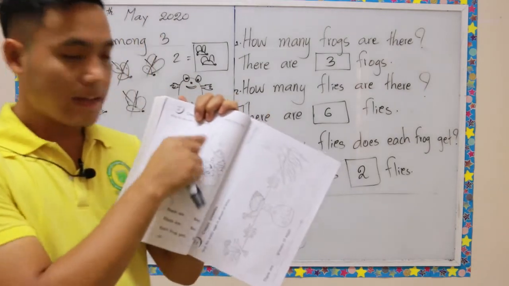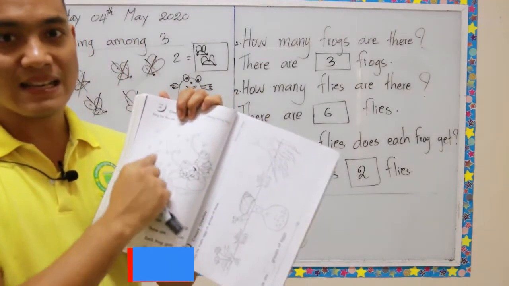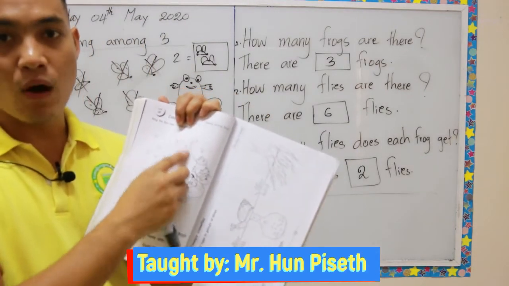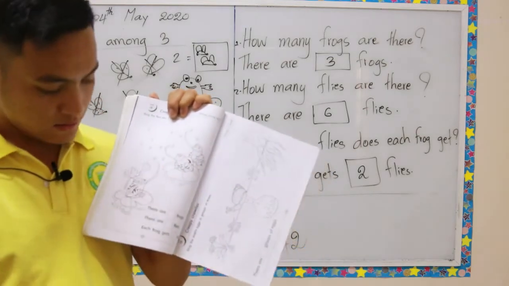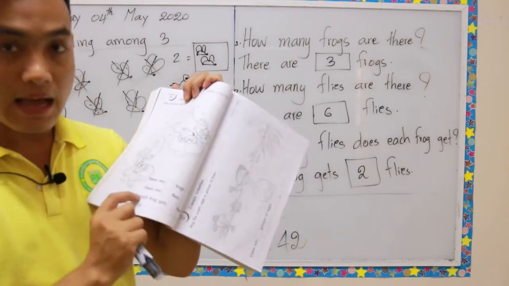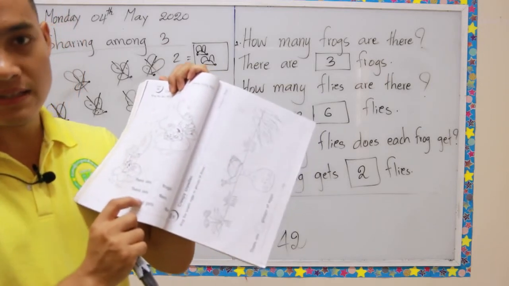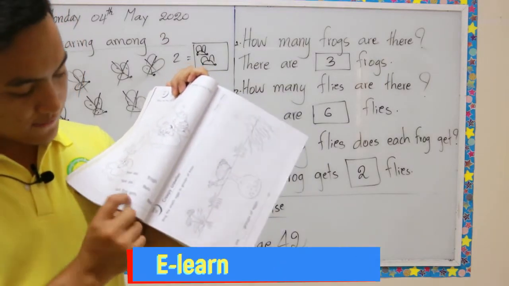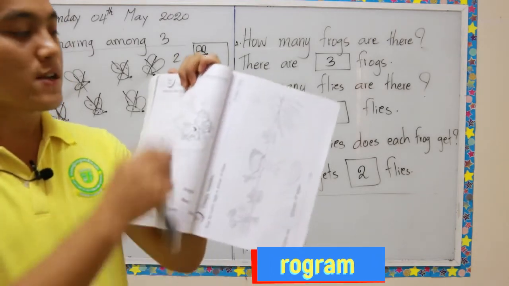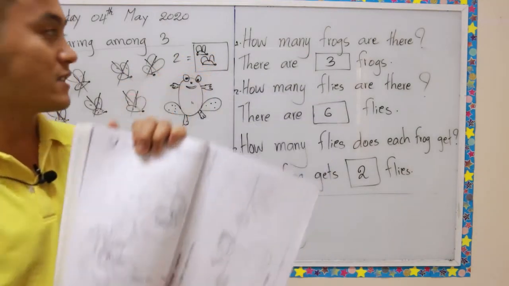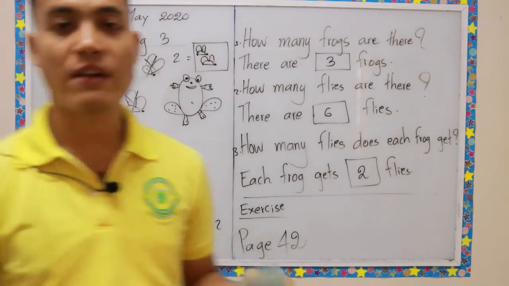And you need to share these flies among 3 frogs. And after sharing, you need to complete the box right here. How many flies does each frog get? So each frog gets flies. So how many flies? So please do it. So this is the first exercise that matches your sharing among 3.